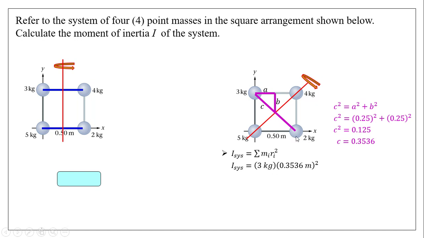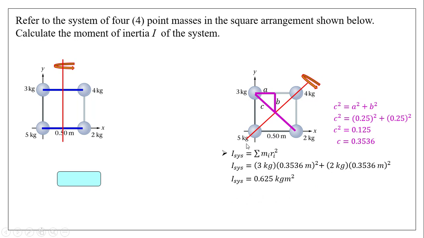The next point mass that is a distance away from the axis of rotation would be the 2 kilogram mass here on the bottom right. Well, this is symmetrical, so the length here would just also be 0.3536, but the mass here is 2 kilogram. So hence, for this one, I have 2 kilogram here times the distance away from the axis of rotation, which is 0.3536. I'll square that. And that's pretty much it for this one. Okay, if you simplify in your calculator, you get about 0.625. Once again, the unit for moment of inertia is kilogram meter squared.